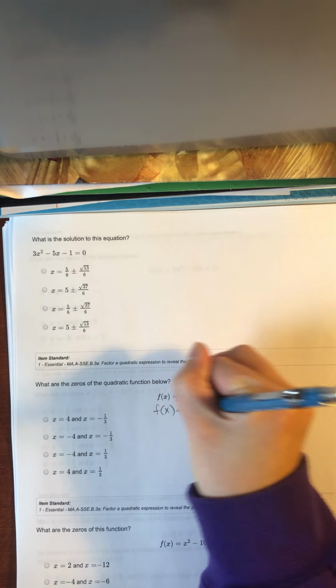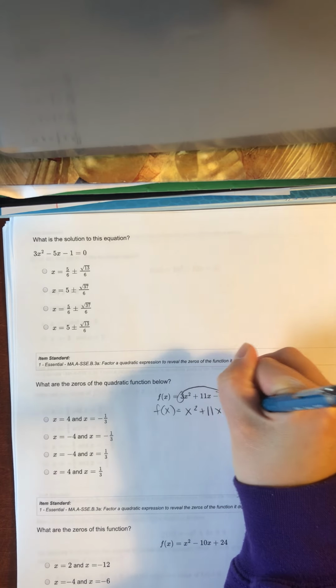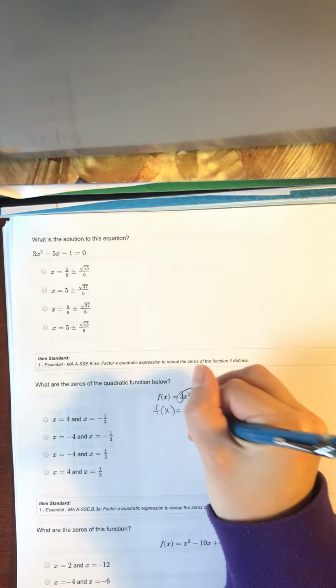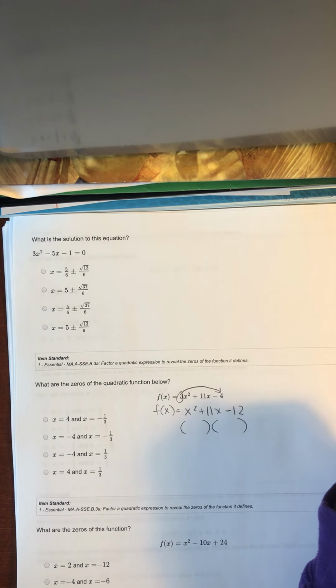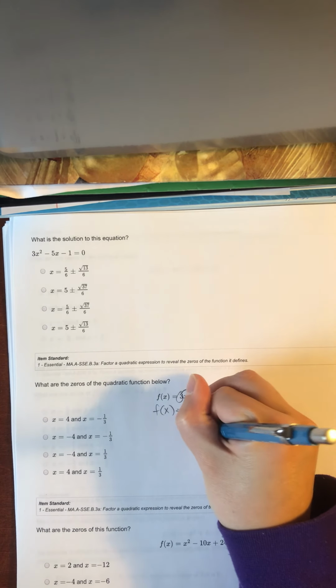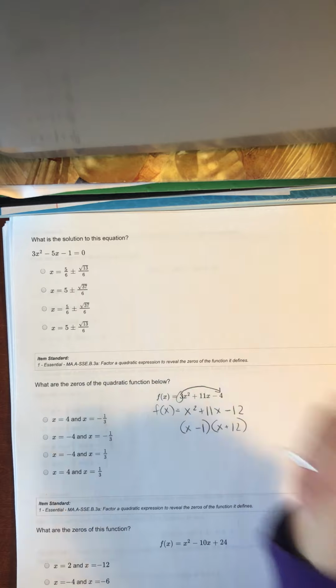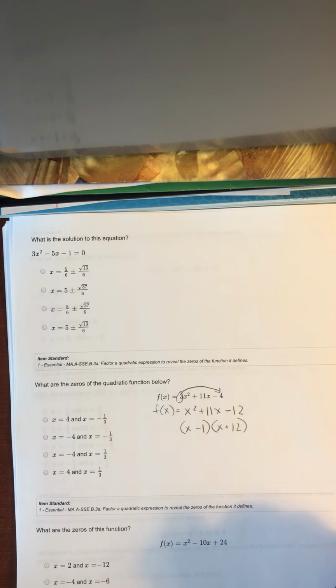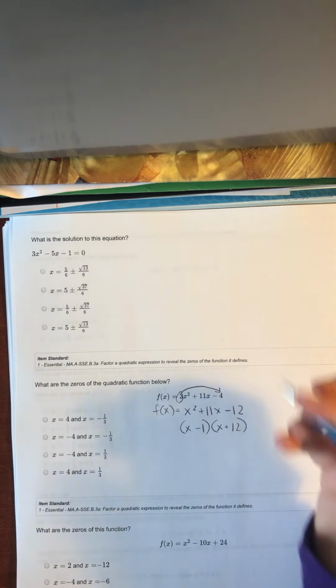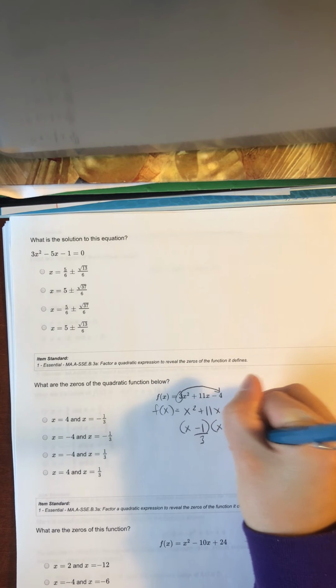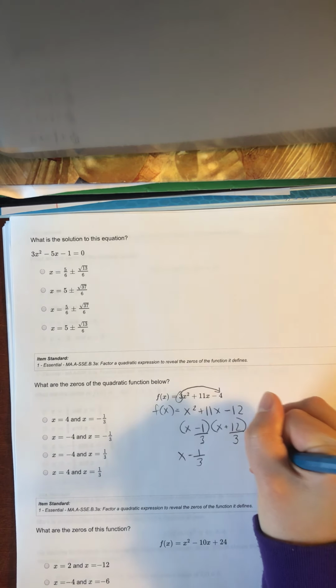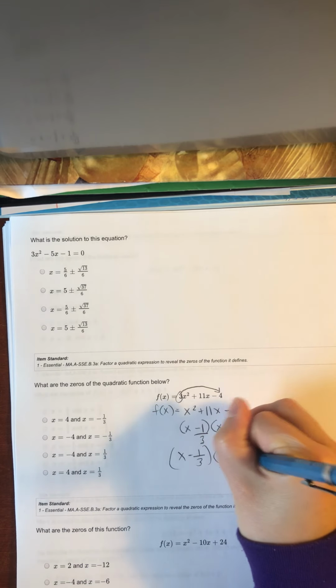So f of x equals x squared plus 11x minus 12. The next step is to factor. So it factors to positive 12 and negative 1. So x plus 12 and x minus 1. Then we have to divide by what we originally slid by. This is the most common mistake I've been seeing, is you're forgetting to divide. Divide by 3, divide by 3. Now we have x minus 1/3, and we have x plus 4.